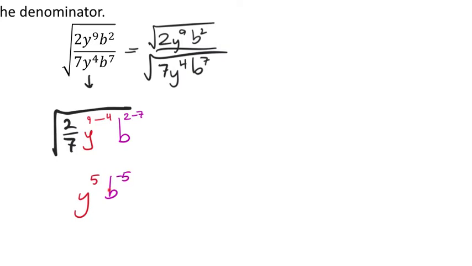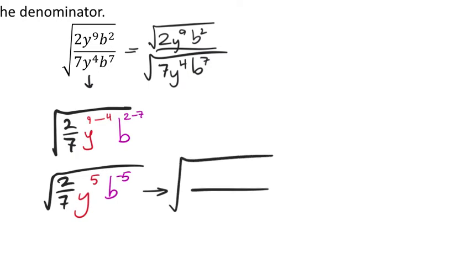Now this negative 5 here tells us that it just goes in the denominator. So right now I have the square root of 2/7 y to the power of 5, b to the power of negative 5. But I'm going to rewrite that as still a square root, but as a fraction. I've got the 2/7. But in the numerator would be y to the power of 5. In the denominator, since it's b to the power of negative 5, I can just put that in the denominator. Now I've got a positive exponent right there, which is good.